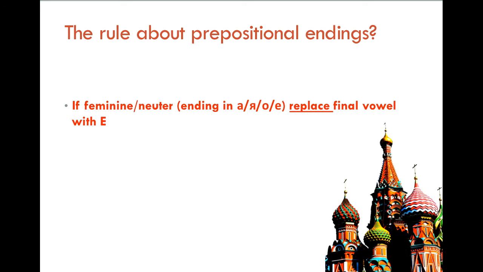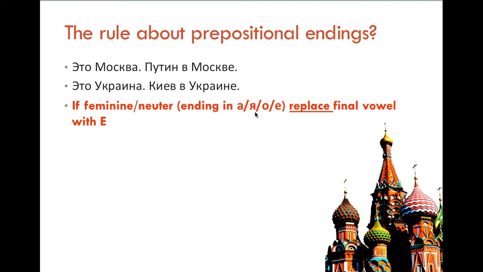Okay, so let's look. If it's a feminine or a neuter, meaning that it ends in a, ya, o, or ye, you replace the final vowel with ye. Obviously, with something ending in ye, it would be redundant to replace it with a ye, so that doesn't really matter. But for these three, you replace it with a ye. Okay, so let's look at how that got applied earlier.